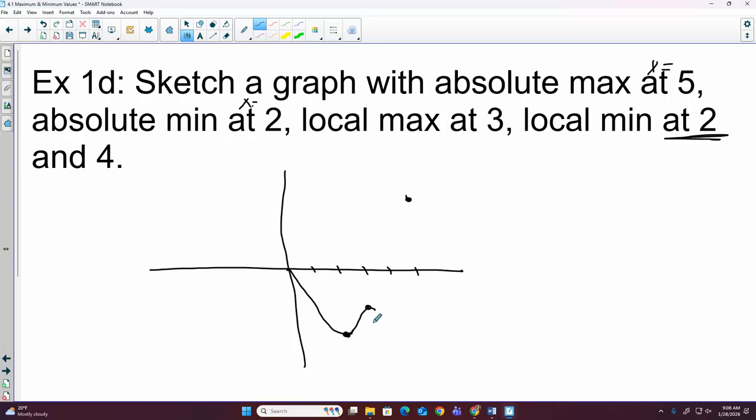I have a local min at 2. 4 has to be a local min, so I have to come back down. Then go up. And 5 has to be an absolute max. Could 5 be the endpoint? Yes, absolute maxes can be endpoints, locals cannot.